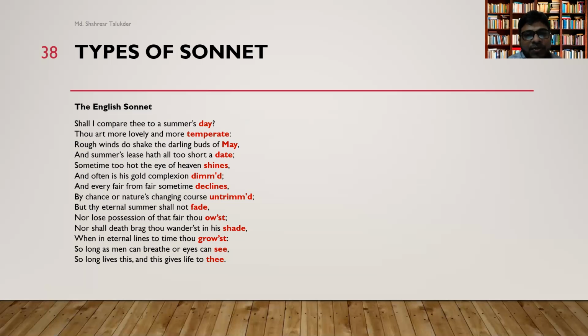So you can see the rhyme scheme, "day" and "May," so A, and "temperate" and "date." So you see A, B, A, B, then "shines" and "declines," that is C, and "dimmed," that is D. So C, D, C, D, then "fade" and "shade," then E, "owest" and "growest." So look at the rhyming scheme: A B A B, C D C D, then E F E F, and the last two lines, that is G G. So it's the last two lines, the rhyming couplet. Got it?